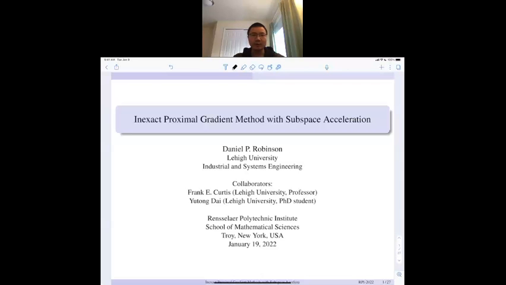So his research area is primarily in optimization, with specific interest in the design, analysis, and implementation of efficient algorithms for large-scale convex and also non-convex problems, and also with particular interest in applications related to computer vision and medicine or healthcare. So today he's going to talk about the inexact proximal gradient method with subspace acceleration.